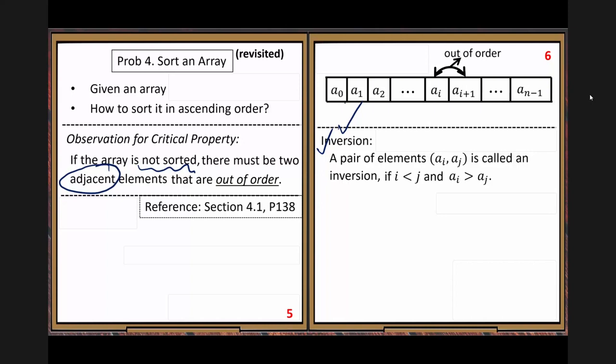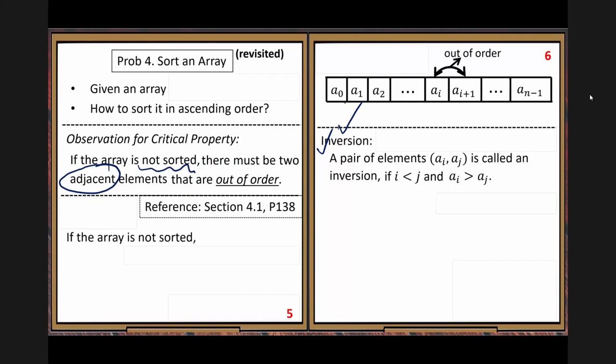We just look at the number of inversions. If the inversion number is big, we may feel the array is far away from sorted. If the number of inversions is a very small number, then this array is very close to the state of being sorted. So that's our new understanding. All right, now let's continue.